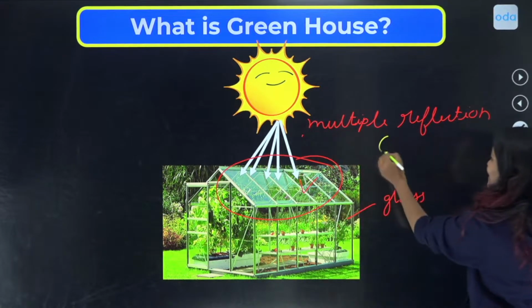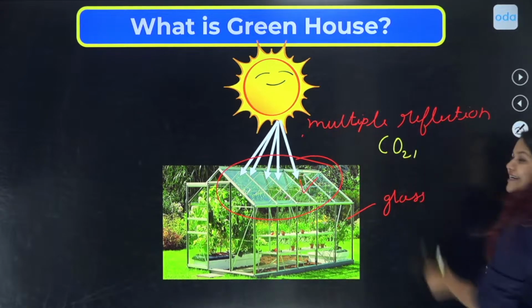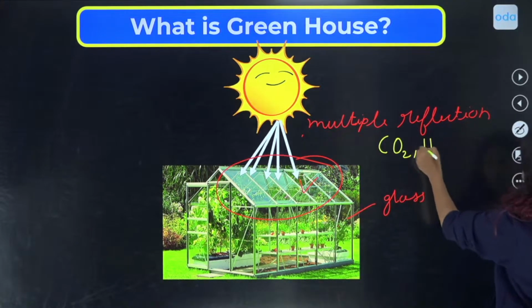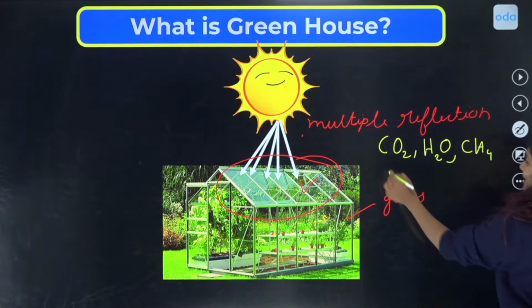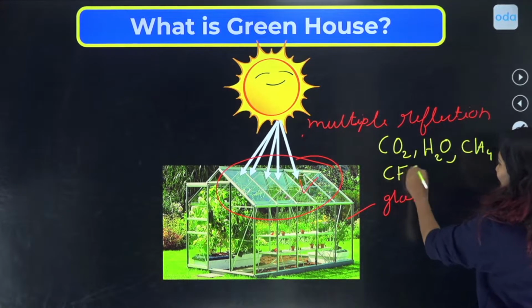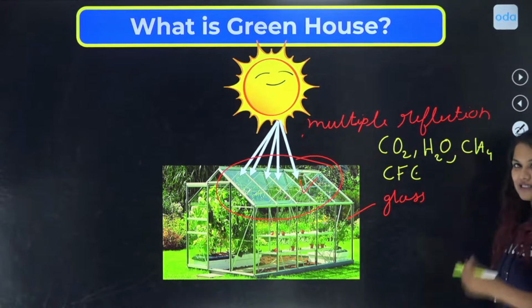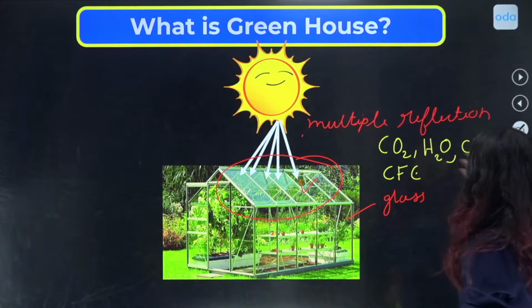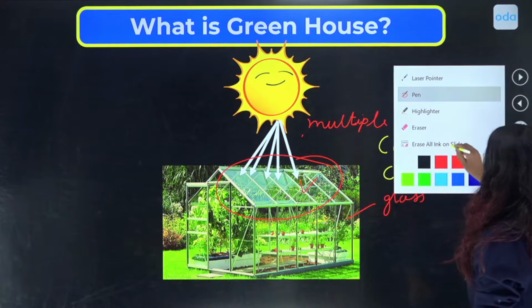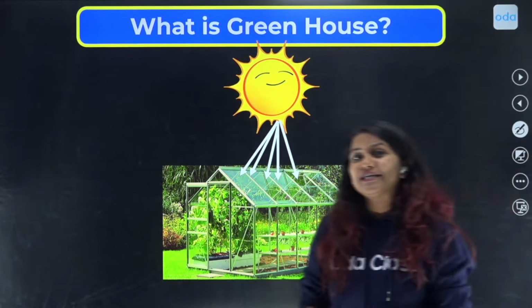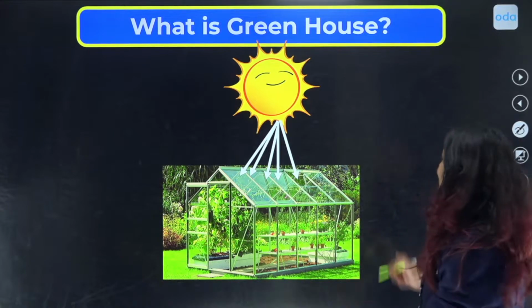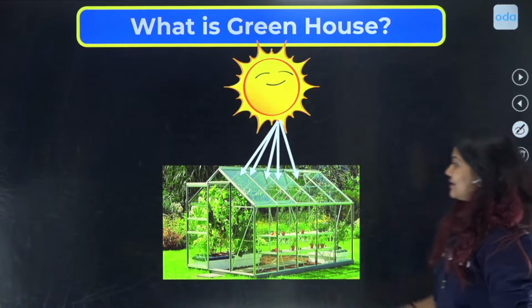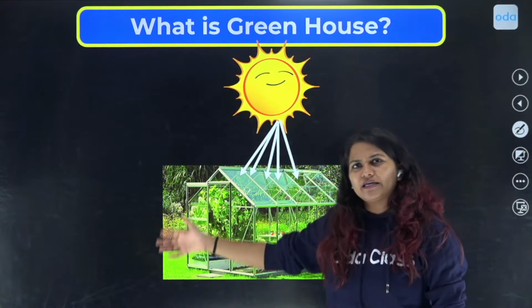At that time, the gases like carbon dioxide, water vapor, and some pollutants as well, like methane or chlorofluorocarbon, if present, what will they do? They will trap the heat from the rays of the sun. What will this gas do, which is present inside the house, ma'am? घर के बाहर नहीं है क्या वो gases?